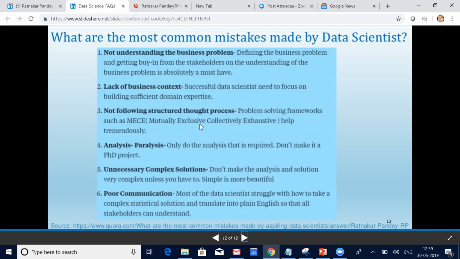Not following a structured thought process, right? There are obviously some frameworks that you can look up on my LinkedIn profile, which will help you. Analysis paralysis: because you're data driven, you will always like to get more and more data, and that is obviously a problem of another magnitude on a different extreme, right? Poor communication and unnecessarily complex solutions, right? So if something can be done in Excel, you don't have to deploy Python. If something can be done using a simple linear regression model, you don't have to deploy deep learning, right? And so on and so forth.